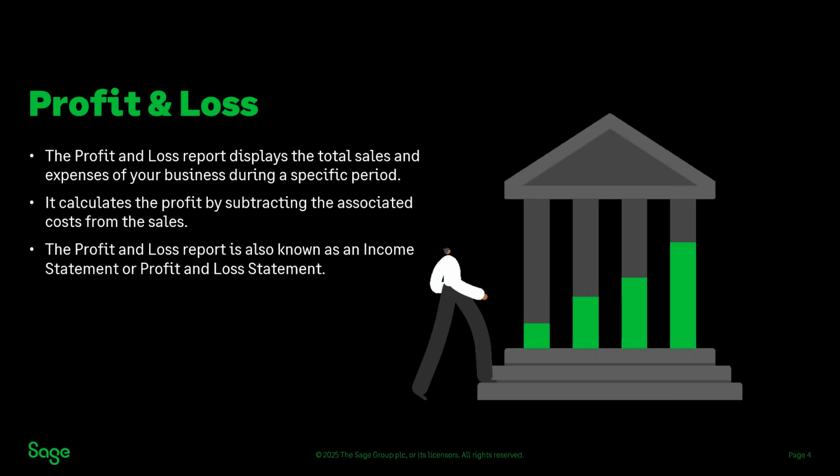So let's make a start by looking at what actually is the profit and loss report. In summary, the P&L, as it's otherwise known, displays the total sales and expenses of your business during a specific period. It calculates the profit by subtracting the associated costs from the sales. The profit and loss report is also known as an income statement or a profit and loss statement.